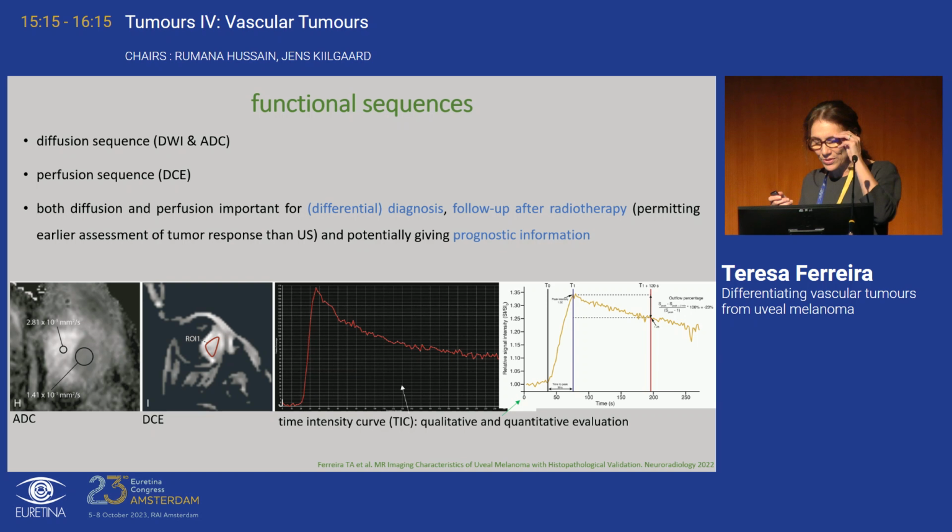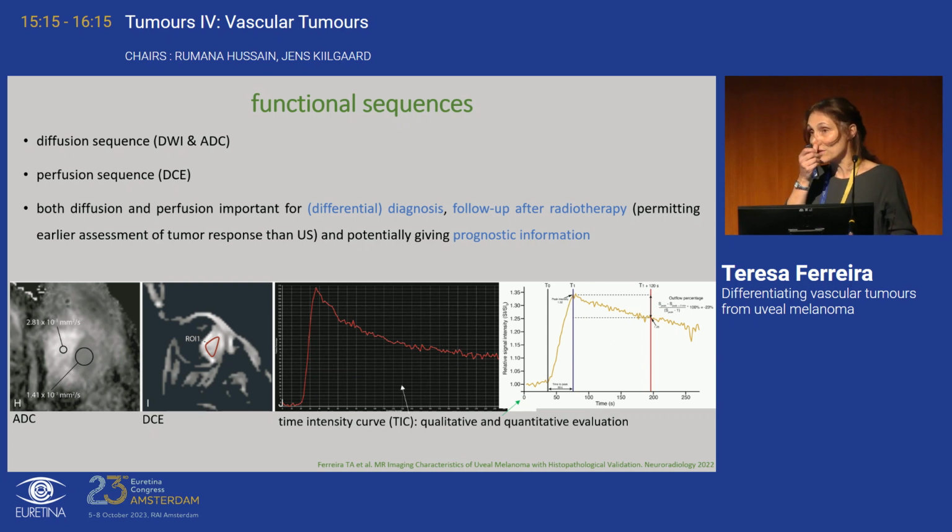Diffusion says something about the movement of the free water in a mass, in a lesion. Perfusion will give you information about the vascularization of a mass. With diffusion, we can measure the diffusion value in the ADC image, and with perfusion, we get a curve where you can have an impression of the wash-in and wash-out of contrast in the mass, and you can also measure several perfusion parameters like the time to peak, the peak intensity, so saying something about how much the tumor enhances, and the degree of washout.